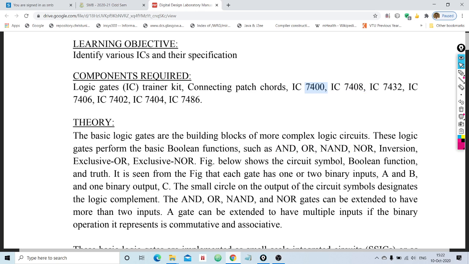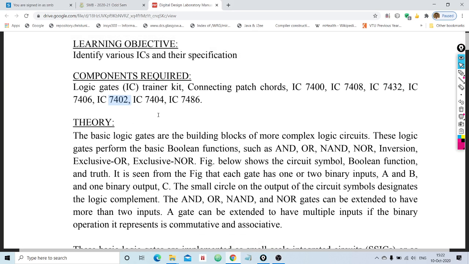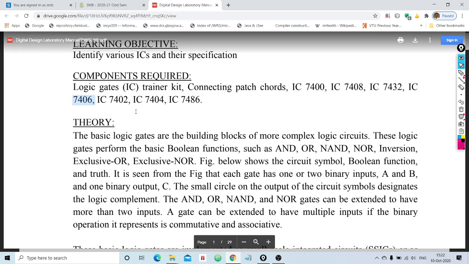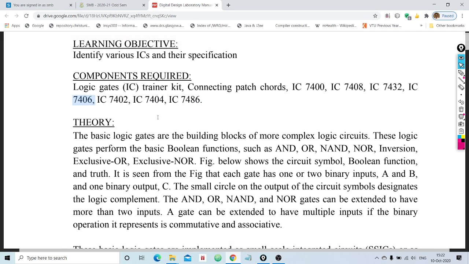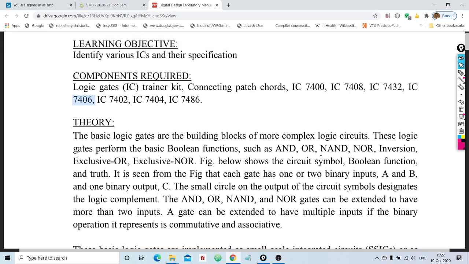Clear? So IC 7400 is the IC number for the NAND gate. IC 7408 is the IC number for the AND gate. 7432 is the IC number for the 2 input bit OR gate. Similarly, 7402 is the IC number for the 2 input bit NOR gate. This is for the one input bit NOT gate. This is for the 2 input bit exclusive OR gate, and this is for the 2 input bit exclusive NOR gate. Clear? So in future we will not call the logic gates AND, OR, NAND, NOR, XOR, exclusive NOR. Instead we shall use IC numbers, or to make it simple, the numbering system. Clear?